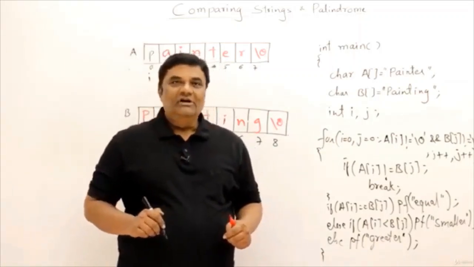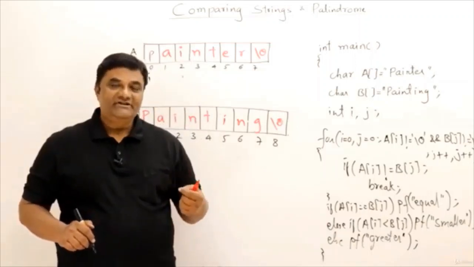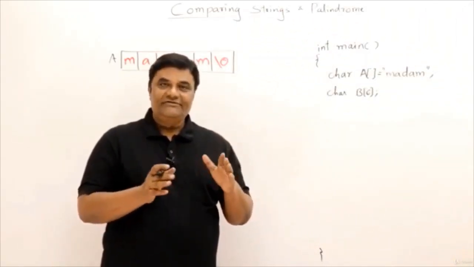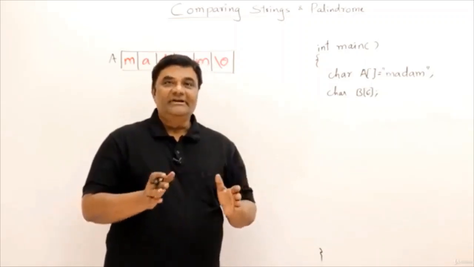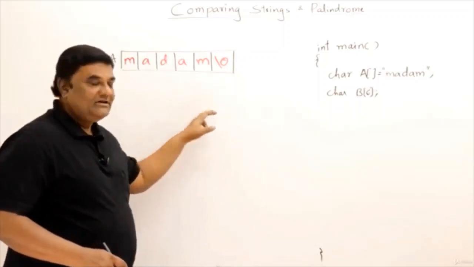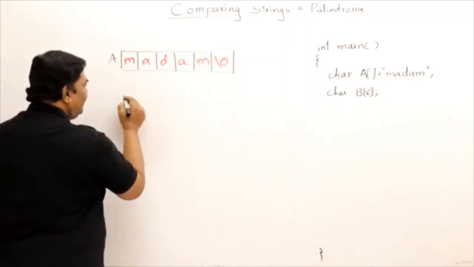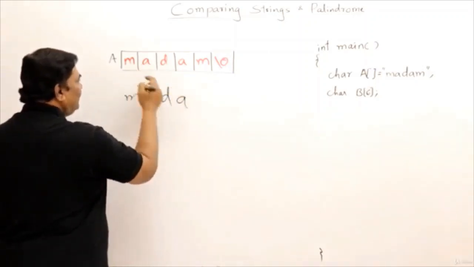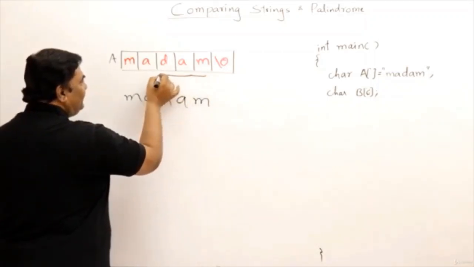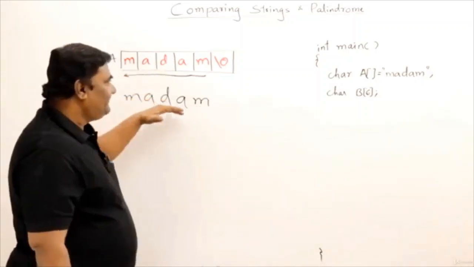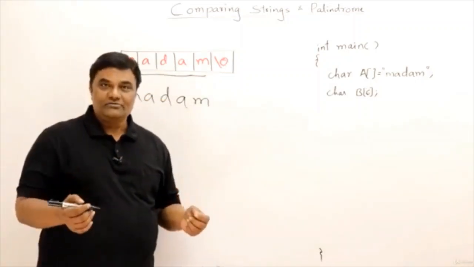Now next I will show you what a palindrome is and how to check whether a string is a palindrome or not. A string is said to be a palindrome if you reverse the string and it remains the same. For example, I have a string here, that is madam. If I reverse it, first write M, then A, then D, then A, then M. So I have taken M, A, D, A, M, madam. So again it has formed the same thing. So if you reverse a string and it remains the same, then it is a palindrome.